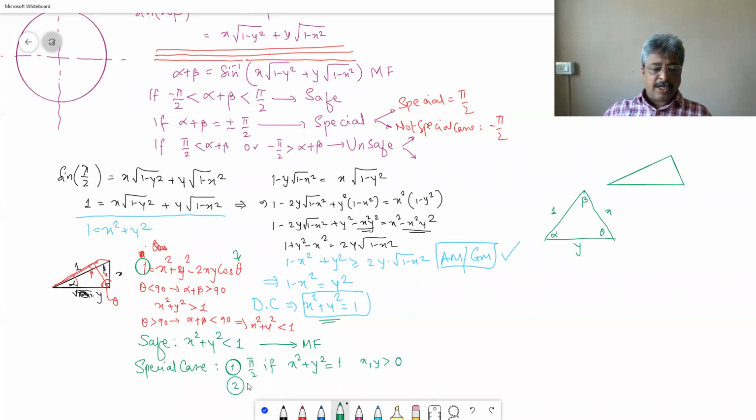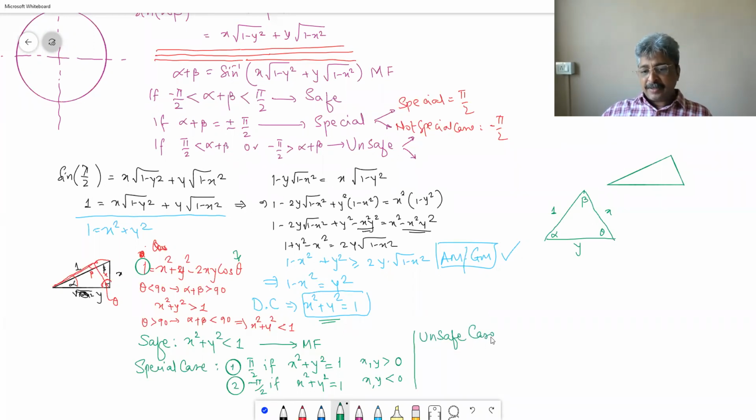And special case second, minus pi by 2 if x square plus y square is equal to 1 and both x comma y are less than 0. Because if they have opposite parity, they will fall in safe case, because they will never add up to pi by 2 or minus pi by 2. So if x and y have opposite parities, it is going to be safe case. If they have same parities, and if x square plus y square is equal to 1, then if they are positive, it is pi by 2 answer. If they are negative, it is minus pi by 2 answer. And now the unsafe case.